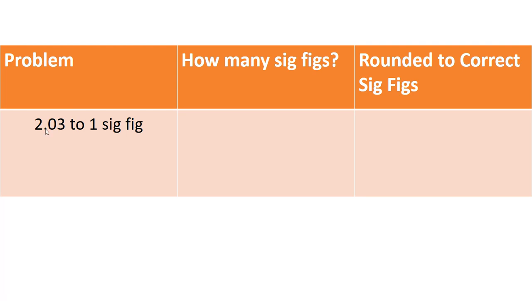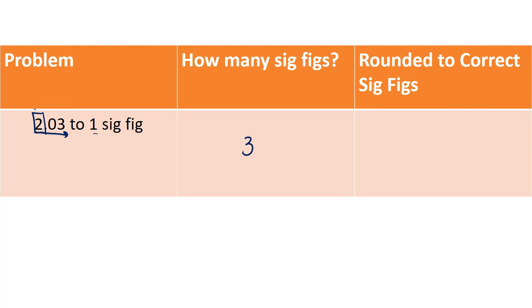So you start from the left at your first non-zero. So this value has 3 significant figures in it. It wants us to round off at 1. So you always start with your leading value. So we start at the 2. So it only wants 1 significant figure, so the 2 is all that we can keep.